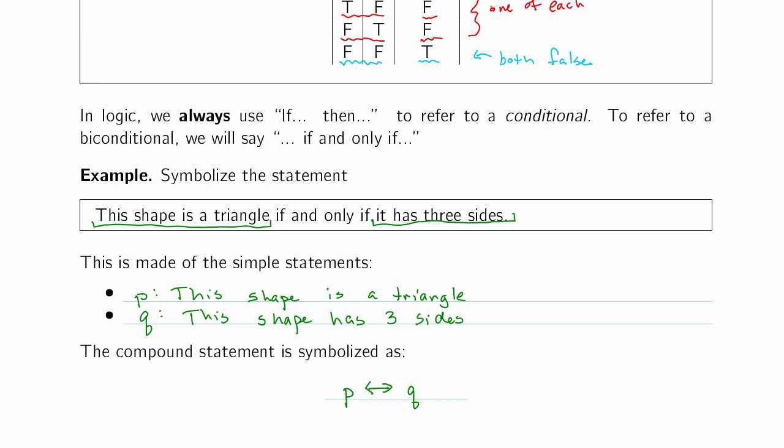If I show you a triangle, you automatically know it's going to have three sides. If I show you something with three sides, you automatically know it's a triangle. If I show you something that's not a triangle, you know it has some different number of sides than three. If I show you a shape with 7 sides, you automatically know that's not a triangle. So that's what that if and only if does. Either they're both true, so if you know one is true, you automatically know the other one is true, or they're both false. If you know one is false, you automatically know the other one is false.